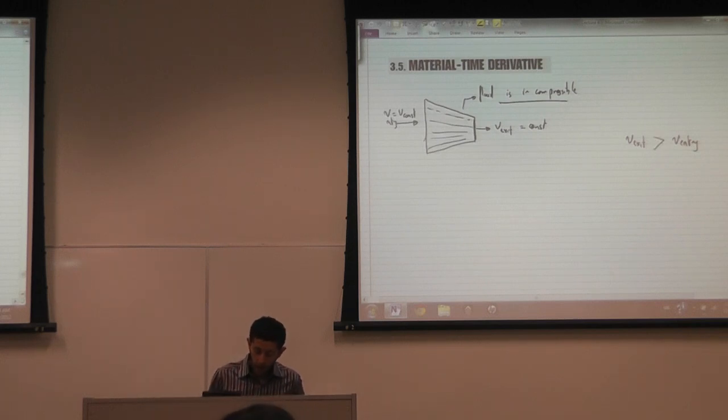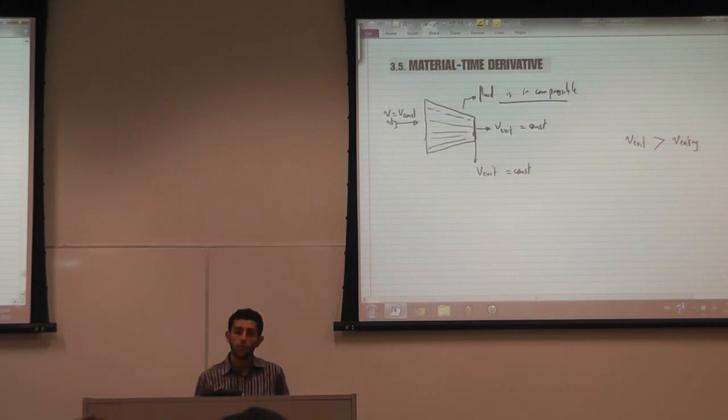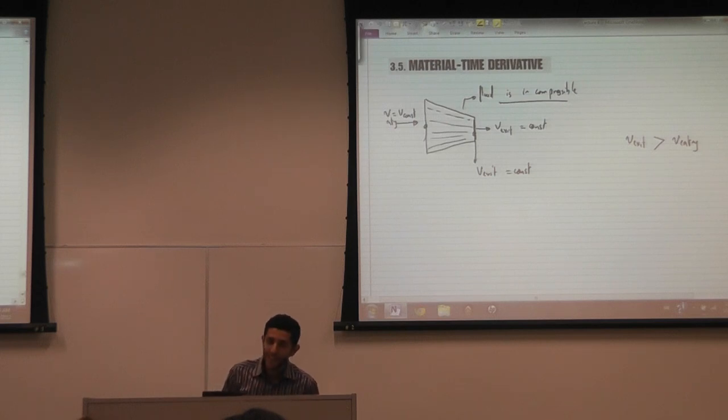Faster. Now, the velocity here is constant. Is there an acceleration or not? There's no acceleration? So, okay, that's in the middle. So I'm asking about this point.